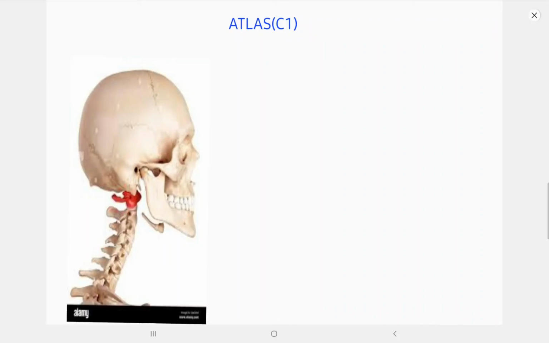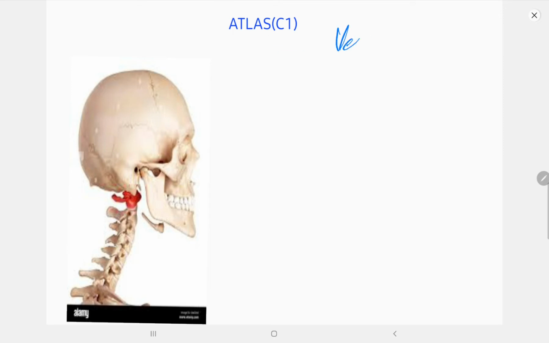Stethoscope. Today we are going to learn about the first cervical vertebra, C1, named as atlas. So before going to the class, let me explain what is meant by vertebra and what are all the types of vertebra and what are cervical, lumbar, thoracic vertebra.